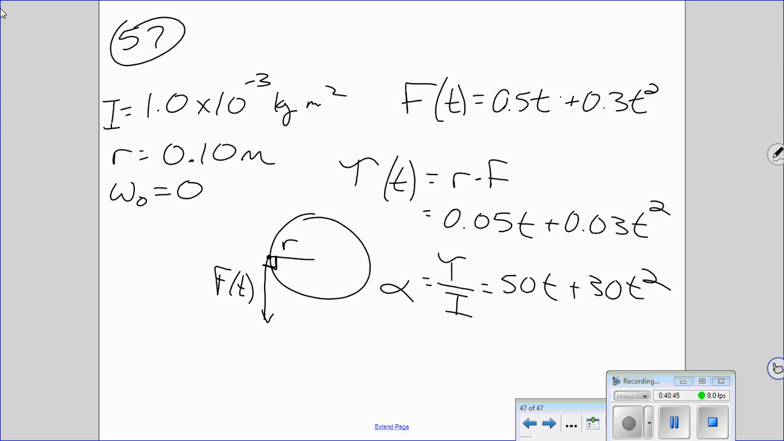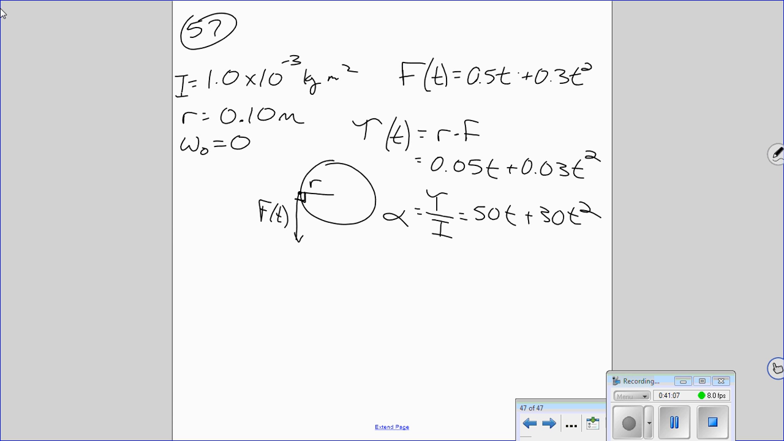Pretty good. Okay, so question A says to find the angular acceleration after 3 seconds. So just plug in 3 for this. Let's see, does that work? So 9 times 30 is 270 plus 150 gives you 420, so that checks out. Good? Or is the laughing I'm hearing like I have no idea what you're talking about? Are we good or no? Okay, fair enough. All right.